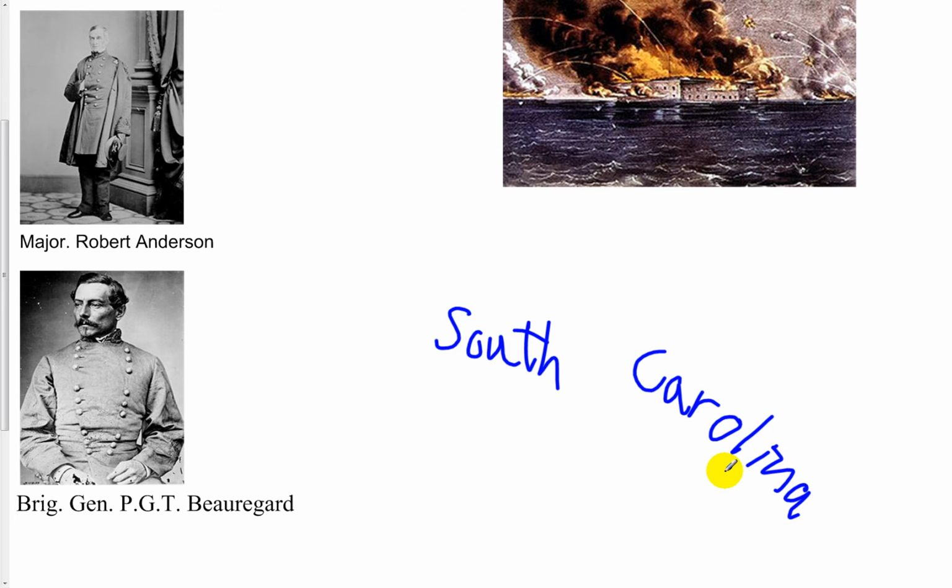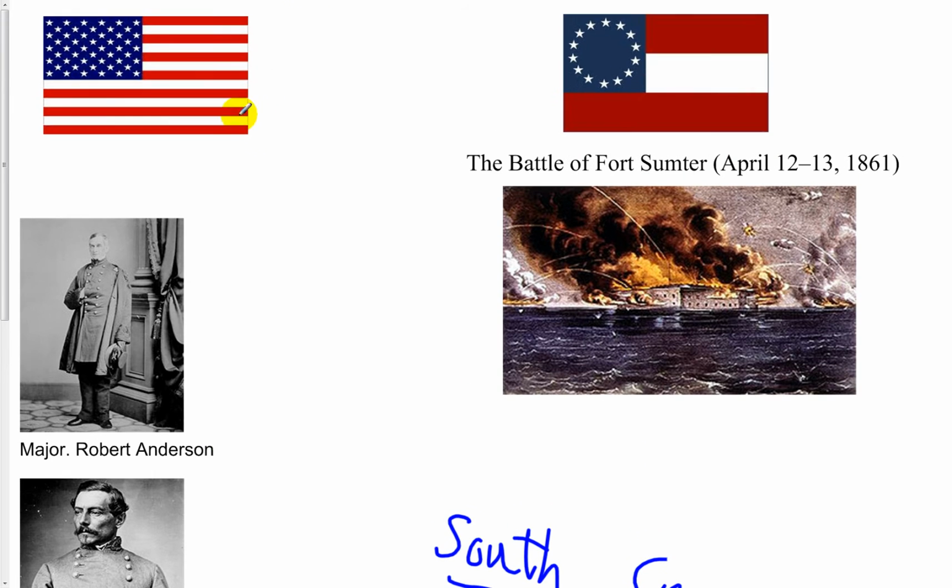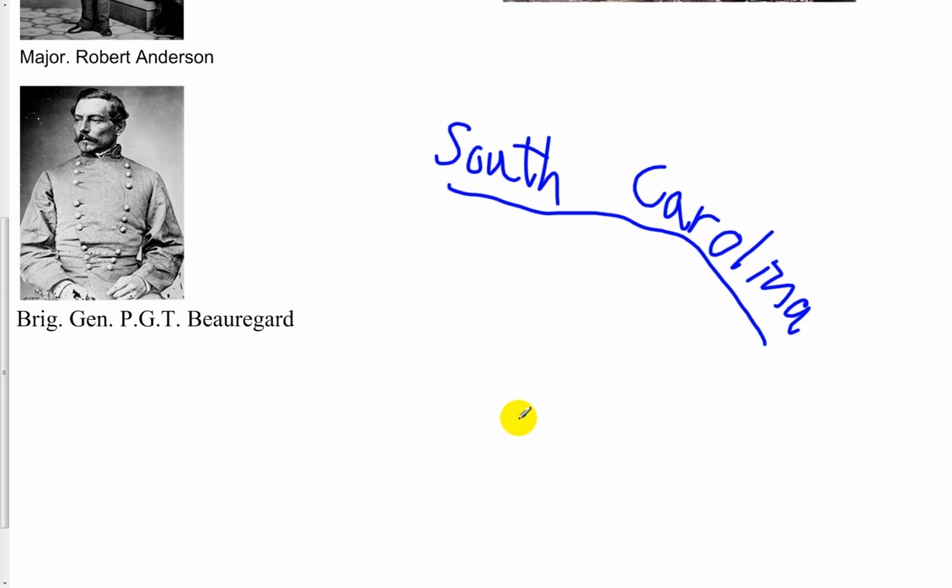It was the first state to secede from the United States of America, and eventually states like Mississippi and Alabama and other states, Virginia joined later on, but this was the first state.